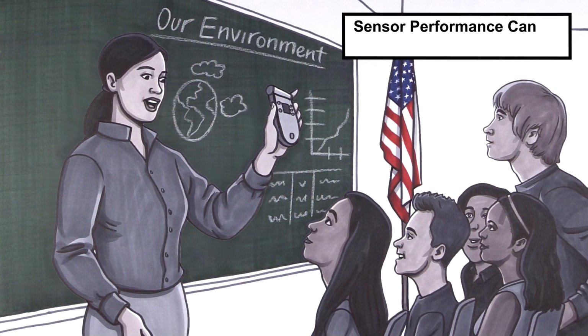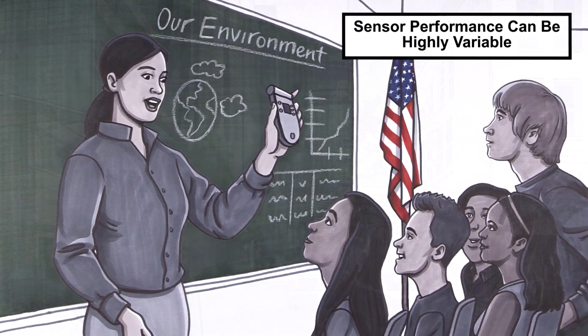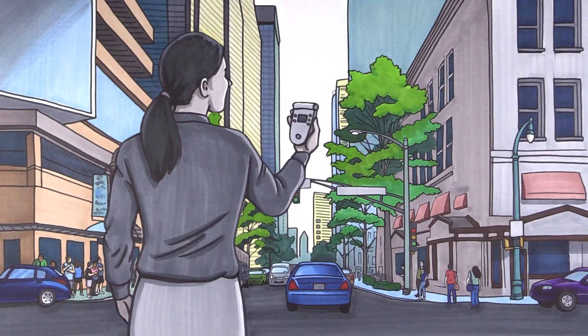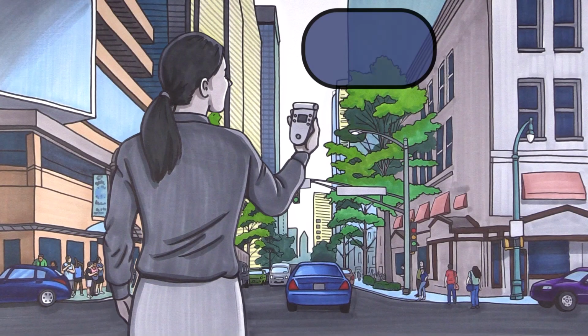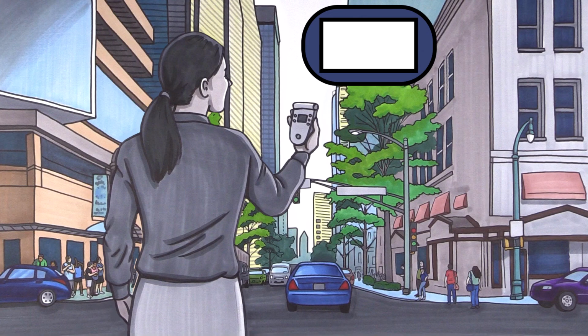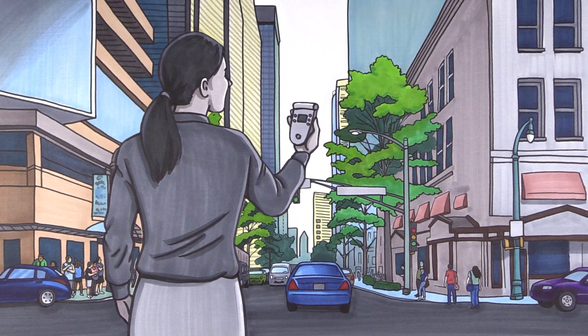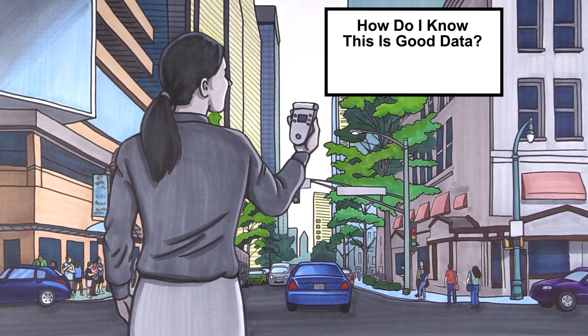However, sensor performance can be highly variable. They may provide less accurate measurements than regulatory monitors and may not operate well in extreme environments, like high temperatures, humidity, or pollution. Also, many people operate sensors with limited, if any, quality assurance. Currently, some sensors lose their ability to take accurate measurements over time.